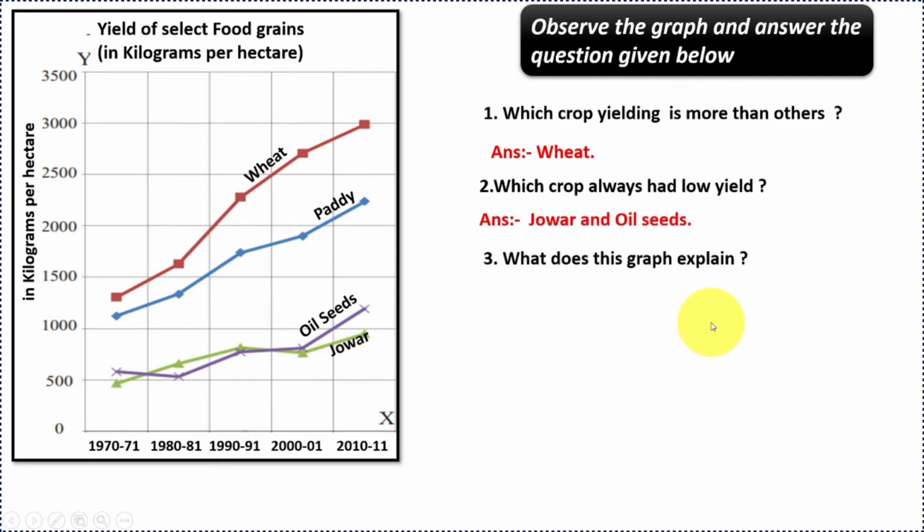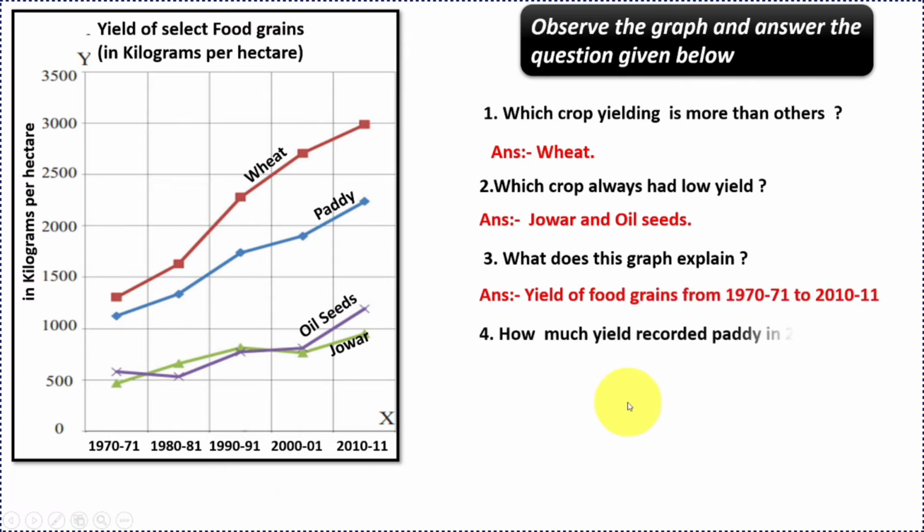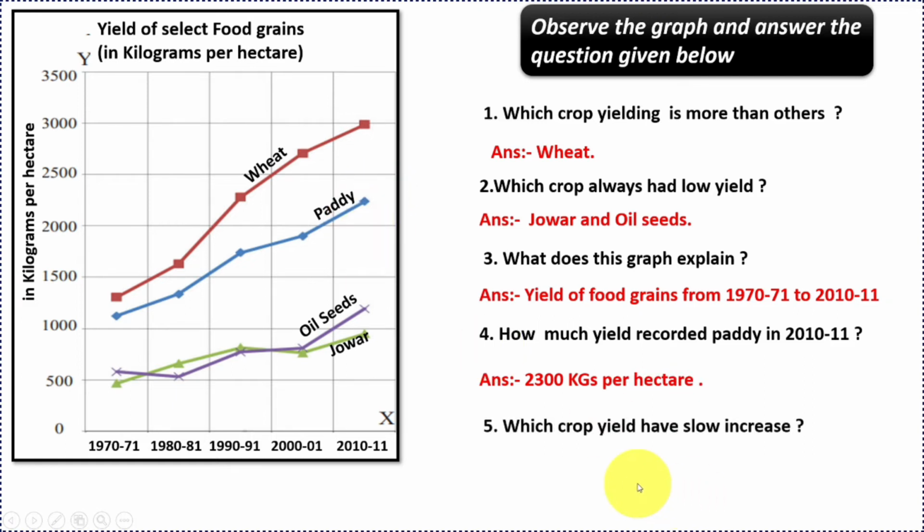What does this graph explain? This graph explains about yield of select food grains from 1970 to 2011. How much yield did paddy record in 2010-11? In 2010-11 paddy is more than 2000, less than 2500, so around 2300 kg per hectare. Which crop yield had slow increase? No doubt it is jowar and oilseeds.